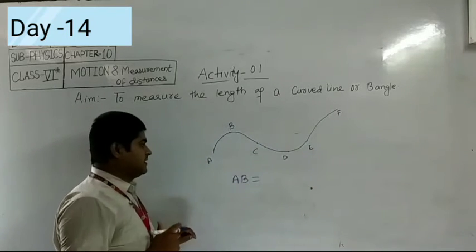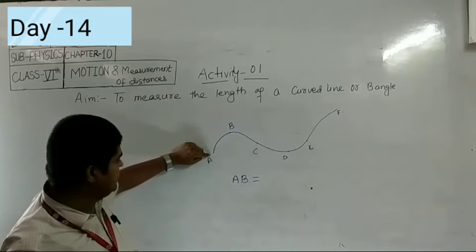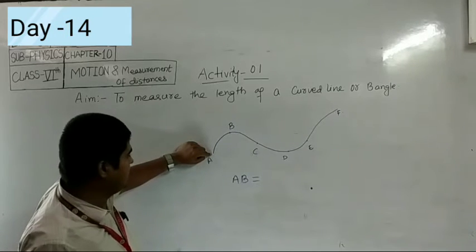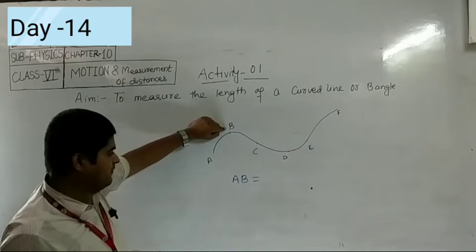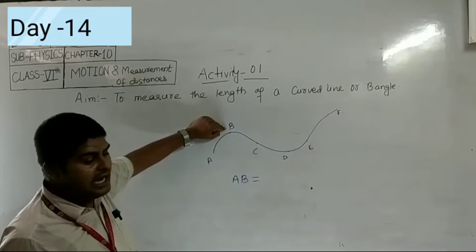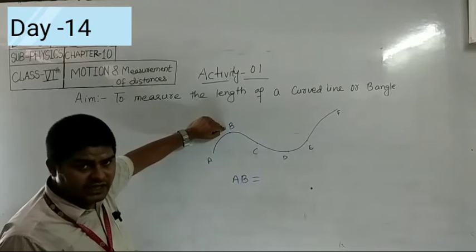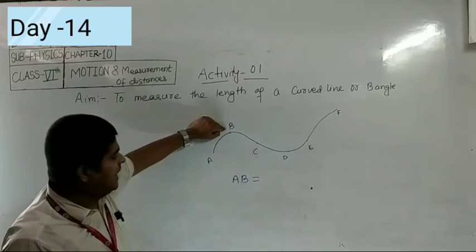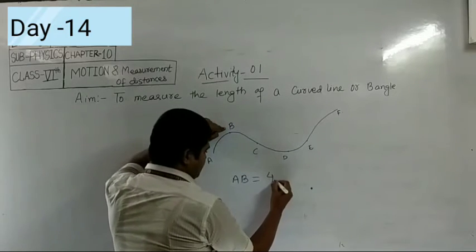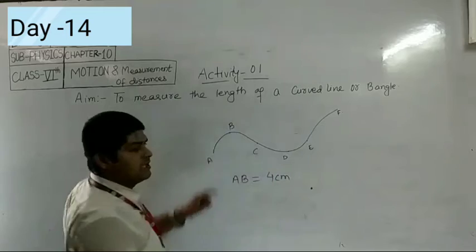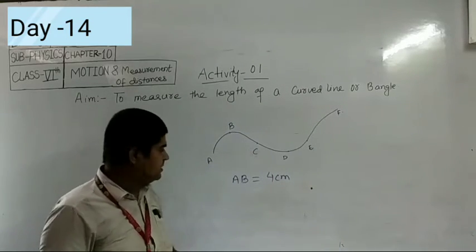First of all you will put the first end of the thread at point A and the other end at point B, and you will find the length of AB by the thread, and then measure this length of the thread on the scale. Suppose the length of the thread is 4 centimeter on the scale, so you will write here AB is equal to 4 centimeter.